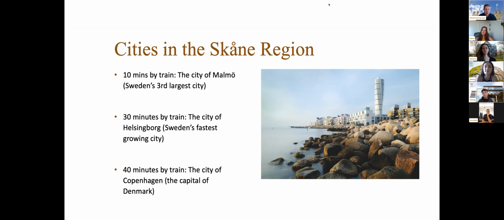We also have a campus in Helsingborg that's about 30 minutes away by train. It is, as a matter of fact, Sweden's fastest growing city. There are a lot of companies starting there, a lot of people moving into Helsingborg, and it's right by the sea.